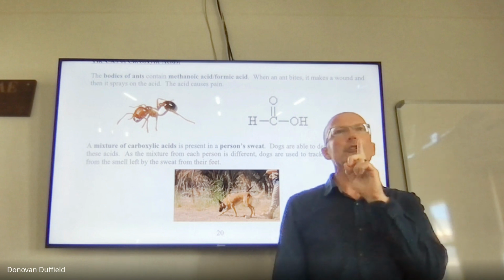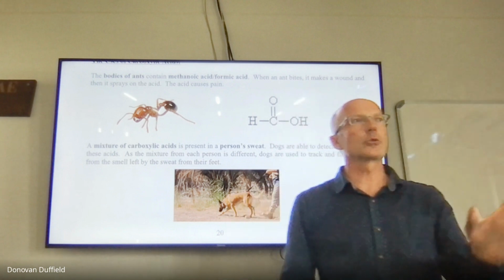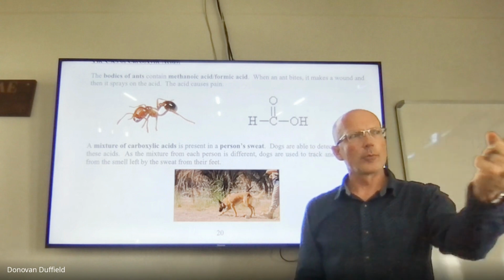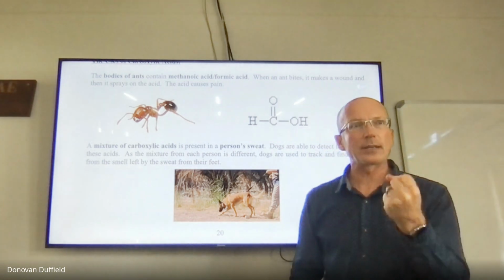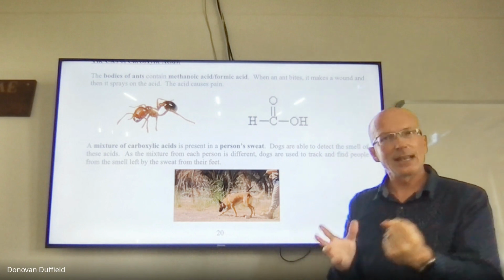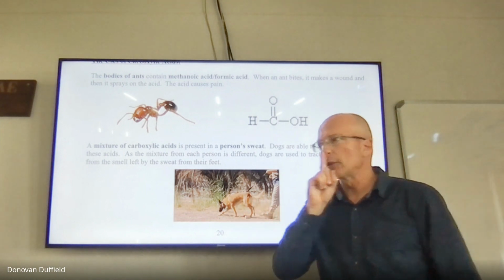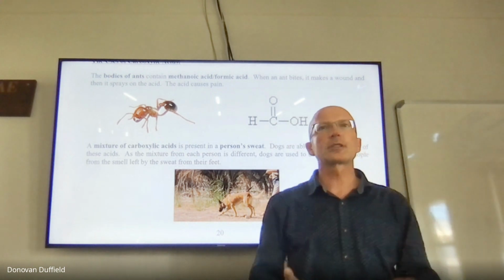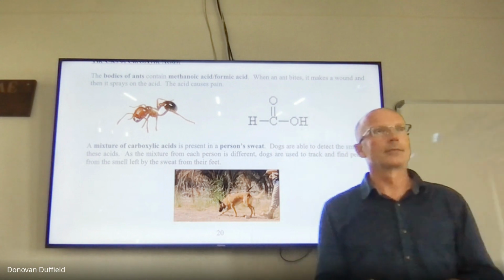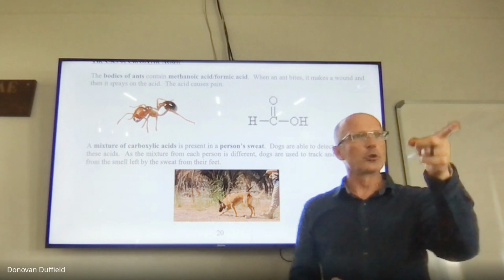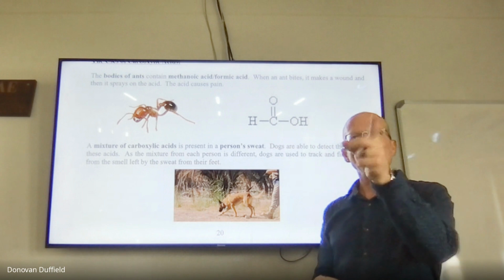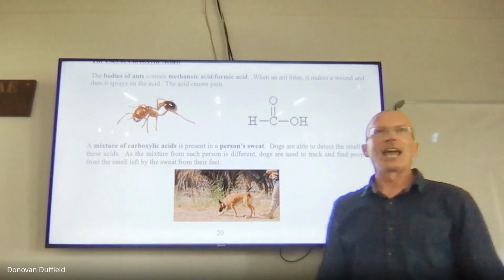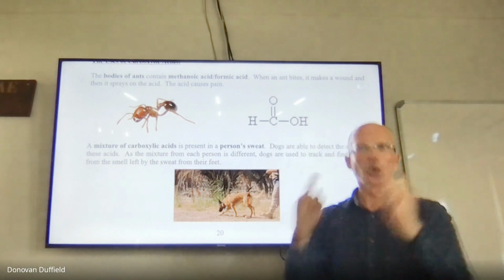All right. Now, if a child gets lost or someone gets kidnapped, they don't know where they are, they take clothing from that person with the person's sweat on it. And then the dog smells it and tracks the unique signature of the composition of carboxylic acids in the sweat. Oh, yes. Your sweat signature is the unique mixture of carboxylic acids that your body produces. And I think that is super cool.